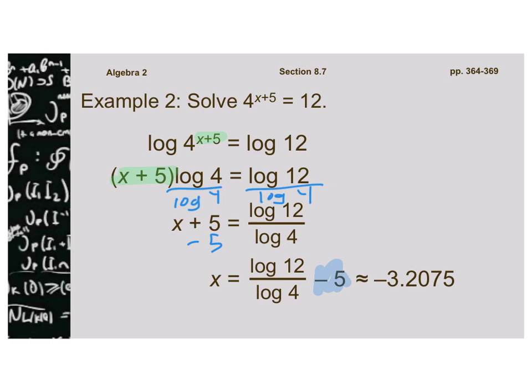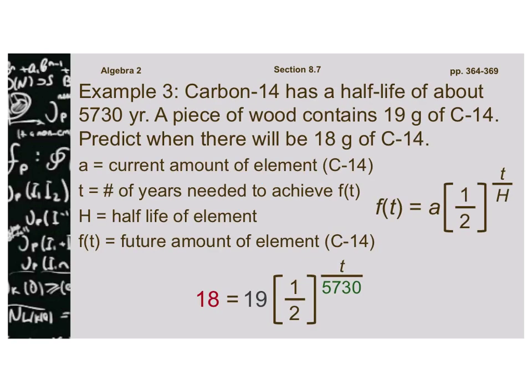Plug this all in my calculator. Log 12 divided by log 4, and then minus 5. And I get my fabulous answer of negative 3.2075. Okay.